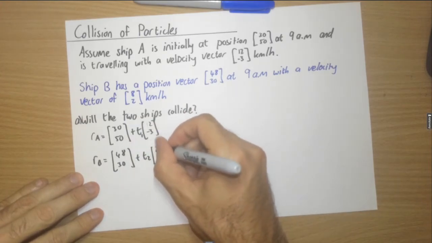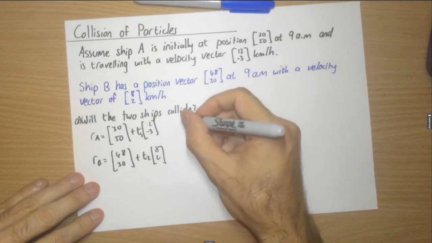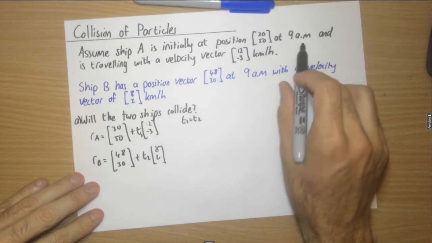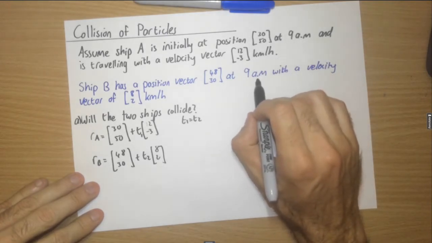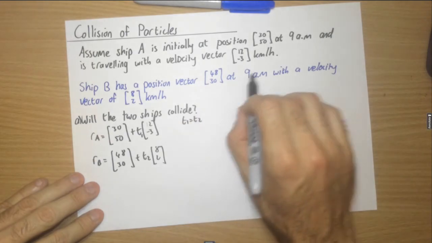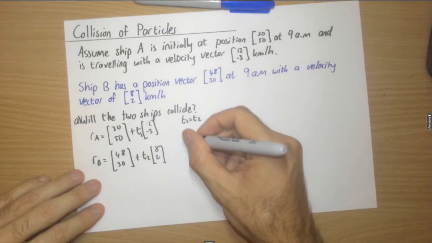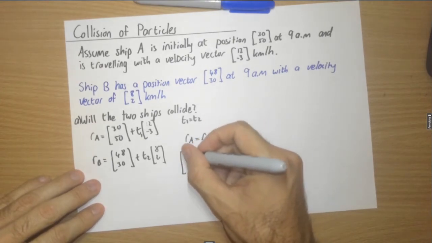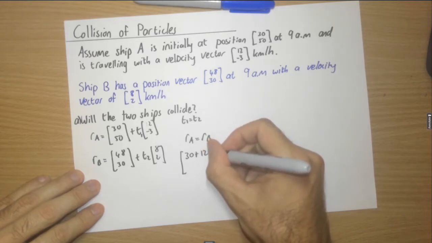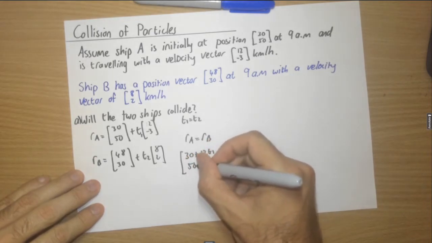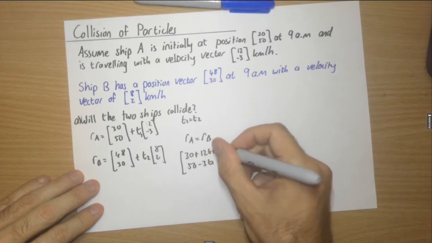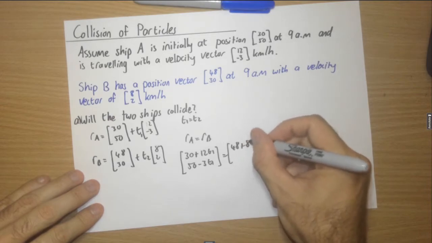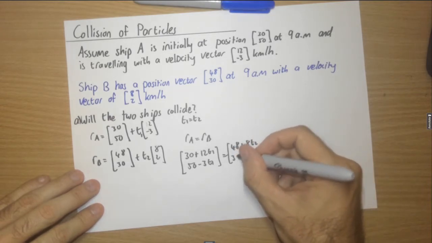Now remember, for these two ships to collide, we're going to want t1 to be the same as t2, and in this instance, they're leaving at the same time. So we do need to consider if we would have to move that forward or backwards if ship B did leave later than ship A. And again, what we want is the position vector of A to equal the position vector of B. So we want (30 + 12t1, 50 - 3t1) to be the same as (48 + 8t2, 30 + 2t2).